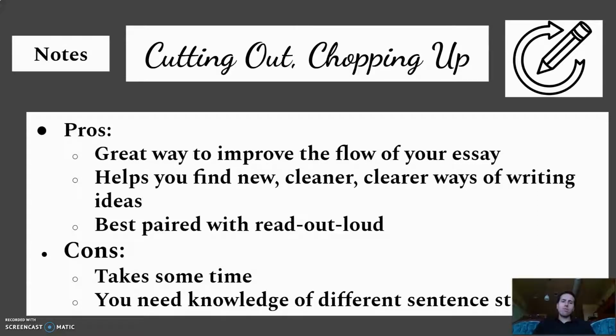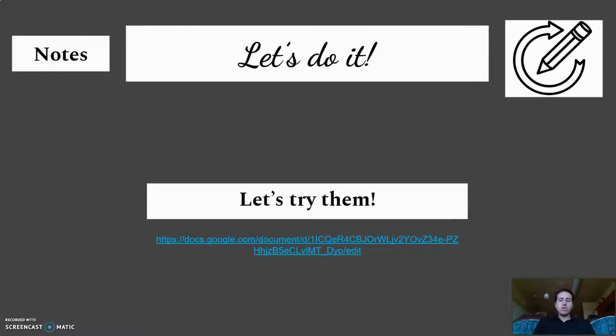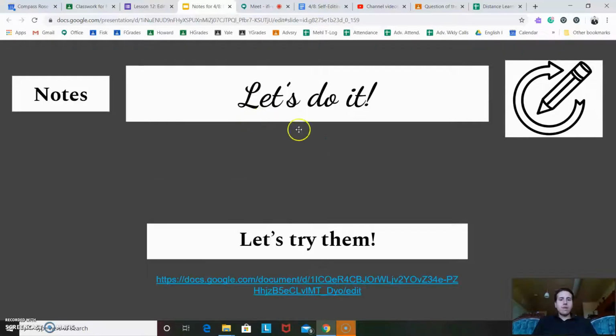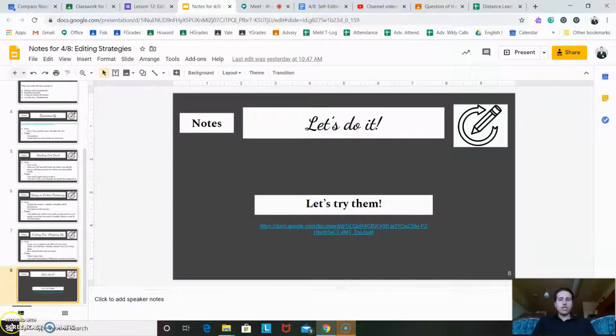It's not always best to write really long sentences. Sometimes it's better to just be more clear and direct with your audience. It's also best paired with reading out loud. It's something you can do while you're reading out loud to yourself. The cons are it does take some time, and you also need to have some knowledge of different sentence structures, like simple sentences versus compound sentences versus complex sentences versus compound complex sentences. Okay, so let's go ahead and have me demonstrate some of these strategies for you.